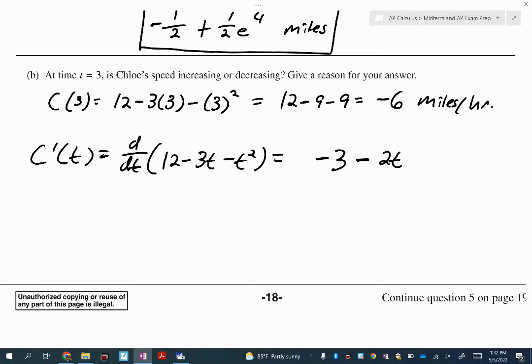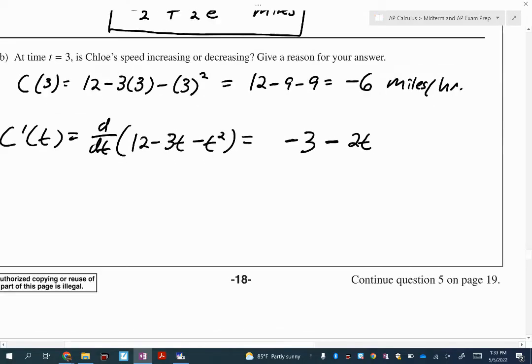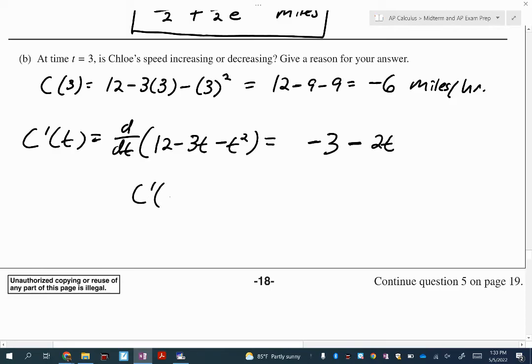So if we plug in 3, so 3 hours after she starts riding. So let's see.